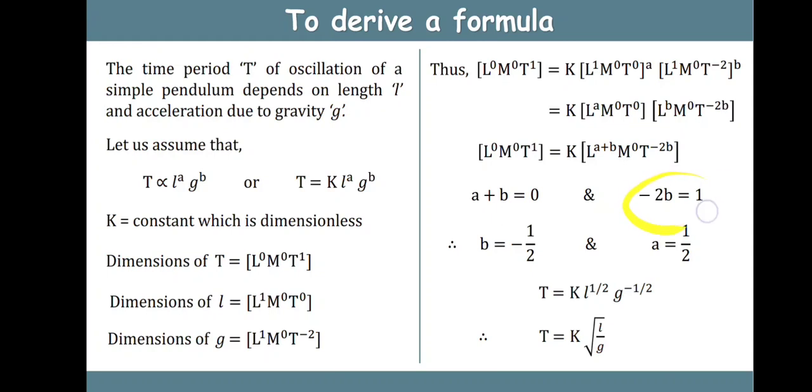So from here we can find out the value of B. B is equal to minus 1 by 2, and put this value of B in this equation. So A is equal to 1 by 2. So B is equal to minus 1 by 2, A is equal to 1 by 2. Put this value of A and B in this equation. So we will get T is equal to K L raised to power 1 by 2, G raised to power minus 1 by 2. So we can also write this equation in this form. And this is the formula of time period of simple pendulum.